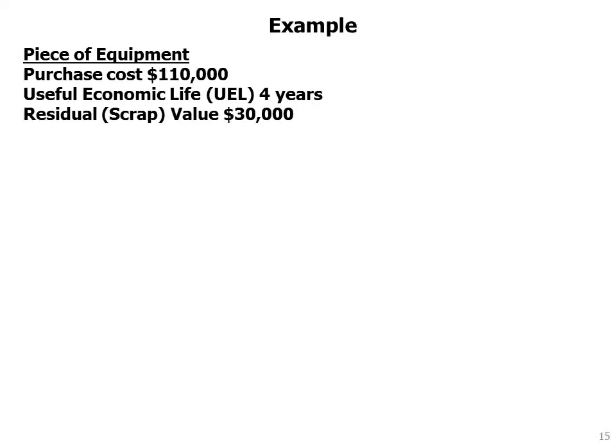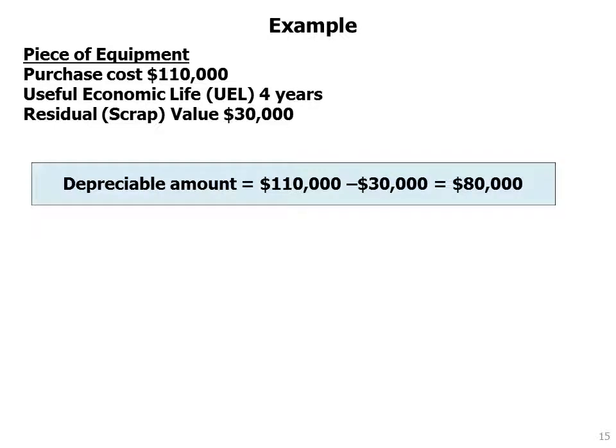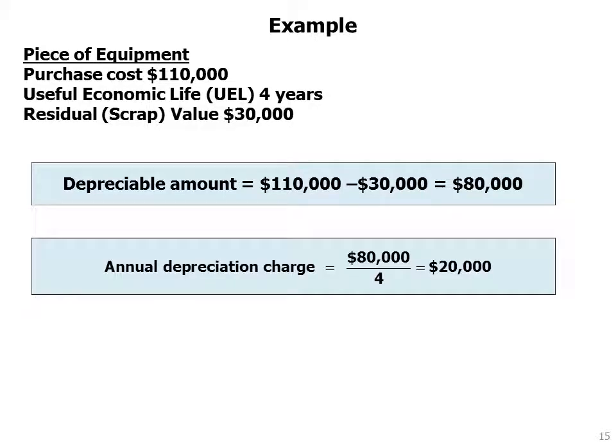So let's look at an example to see how this works in practice. So, piece of equipment, purchase cost $110,000, useful economic life 4 years, and estimated residual or scrap value is $30,000. So we'll start off with the depreciable amount. The capital cost of ownership, $110,000 less the residual value of $30,000, so is $80,000. And the annual depreciation charge is the depreciable amount divided by useful economic life, so 80,000 divided by 4, the annual charge is $20,000 a year.